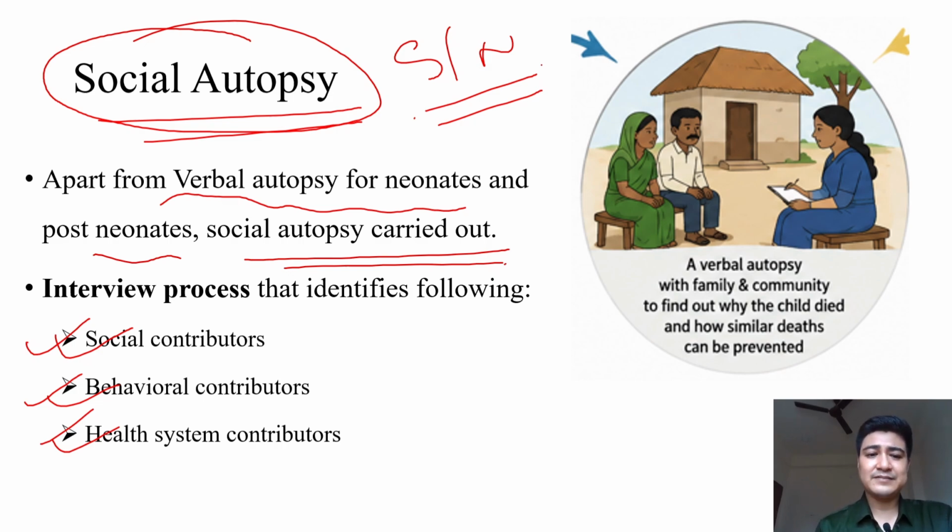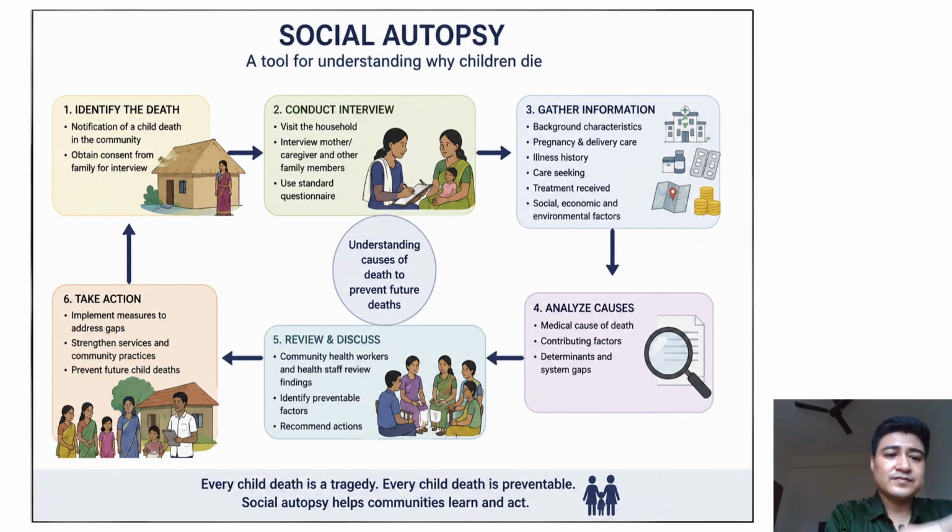How is it done? First, the identification of death is done. It is notified by the ASHAs to the ANM and the block medical officer. After obtaining the requisite consent from the family, a detailed interview is conducted at each level, like I said, the ANM and the block medical officer.